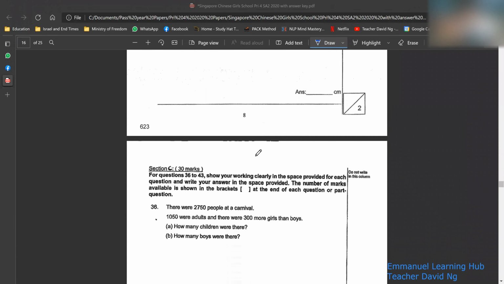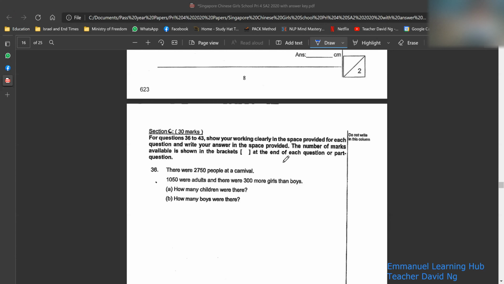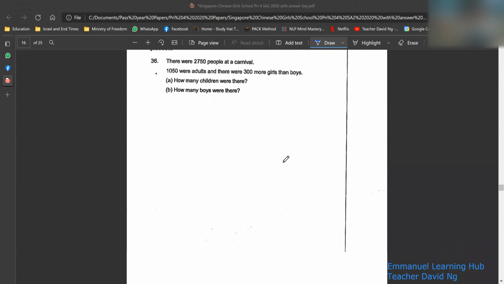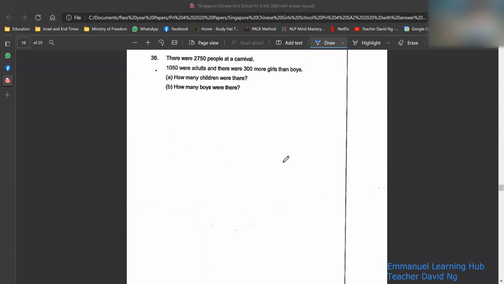Okay, let me see section C. Don't judge too early. Okay, question 36. What is your answer? 1800. Oh, wrong already. I have to see. Question 36 is wrong. Okay, I need to put an asterisk.